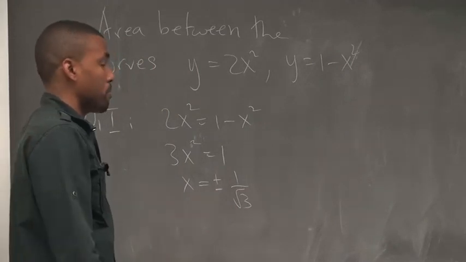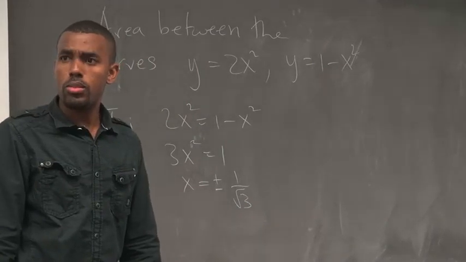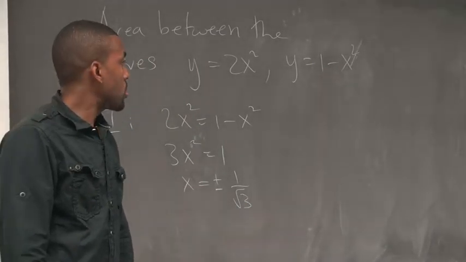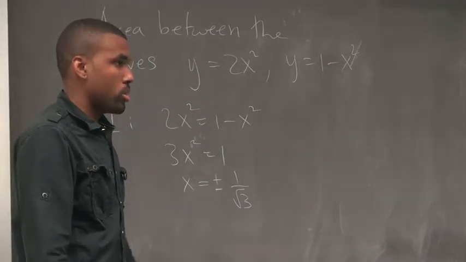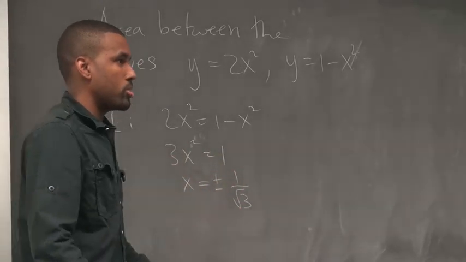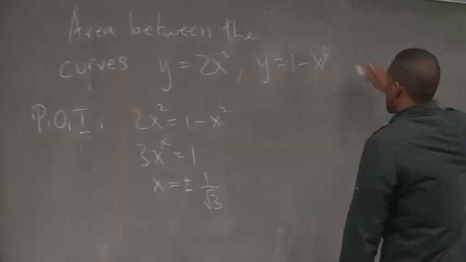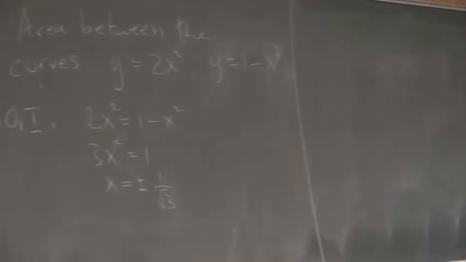Now what? So that's our limit. That's the mean. That's your two points of intersection. Okay, so what do we do next? You have to see which function is greater than the other on that interval. Okay, how do you check that?